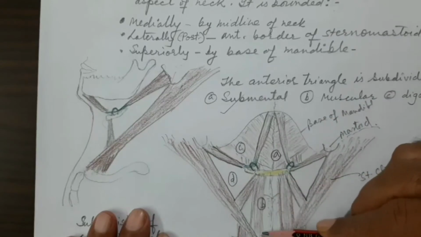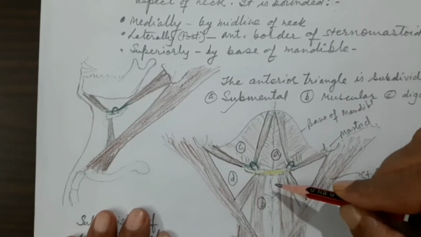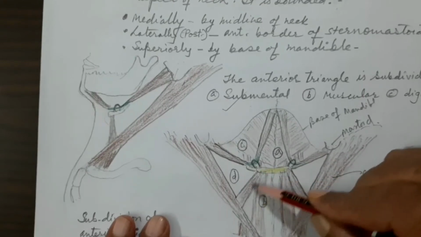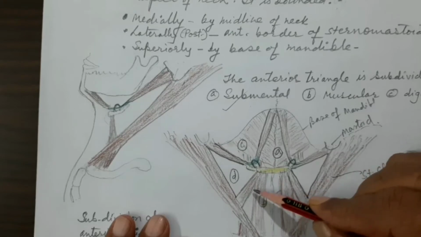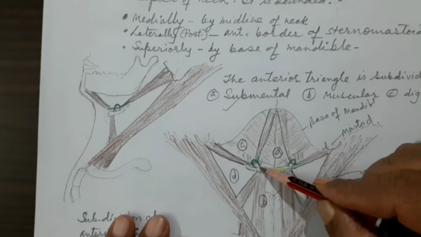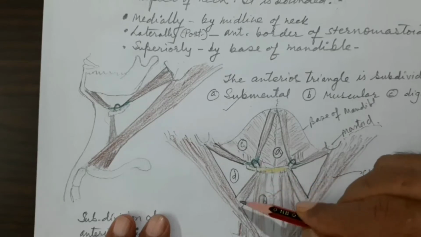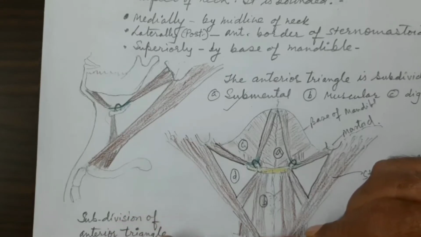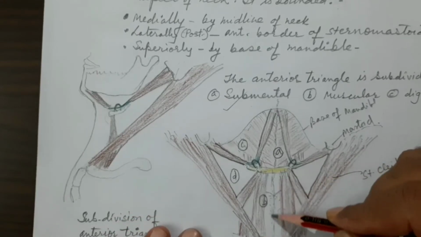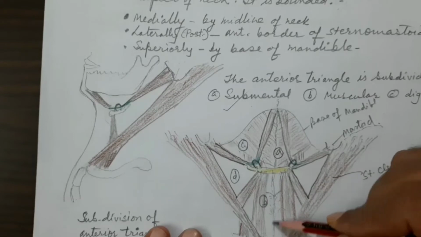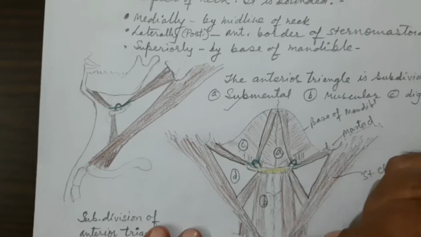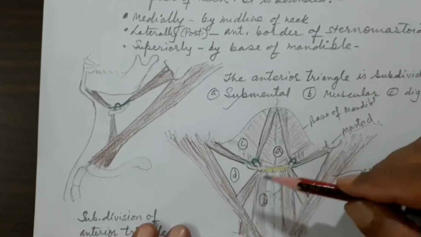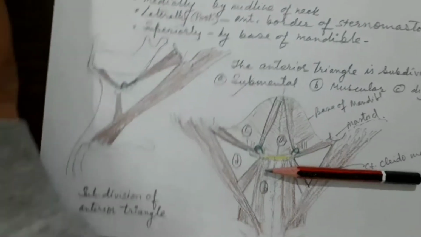So let us see the muscular triangle on one side. Posteriorly and superiorly, it is the superior belly of the omohyoid bounding the muscular triangle, and postero-inferiorly, this is again the anterior border of the sternocleidomastoid, and anteriorly, in the midline, it is the midline extending from the hyoid bone to the sternum.